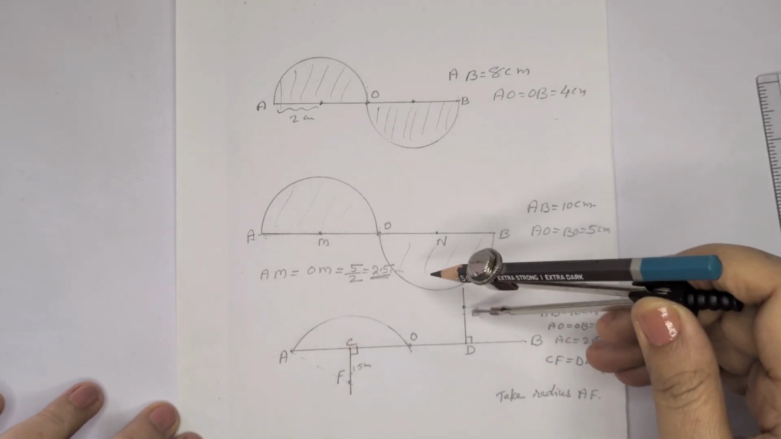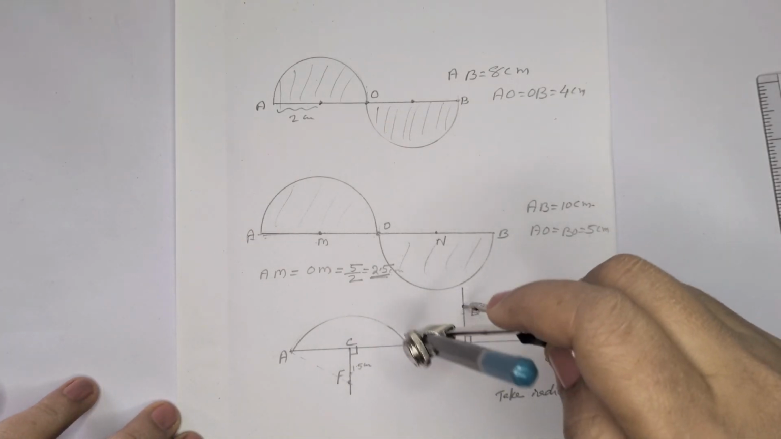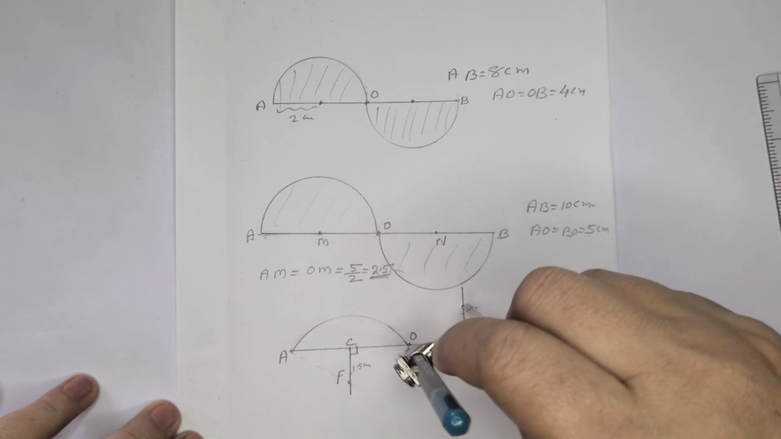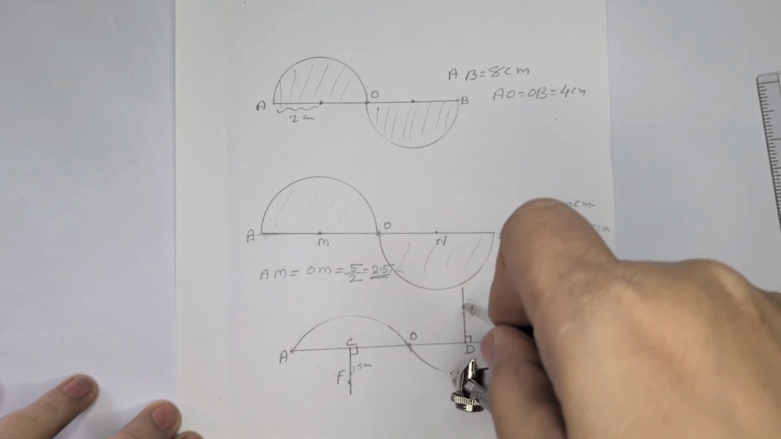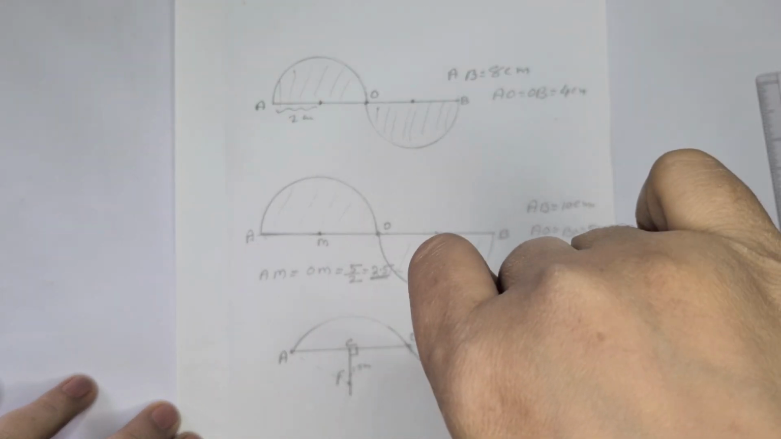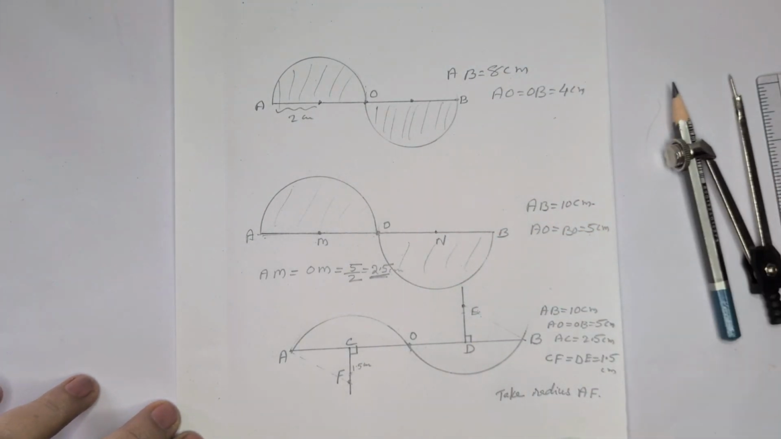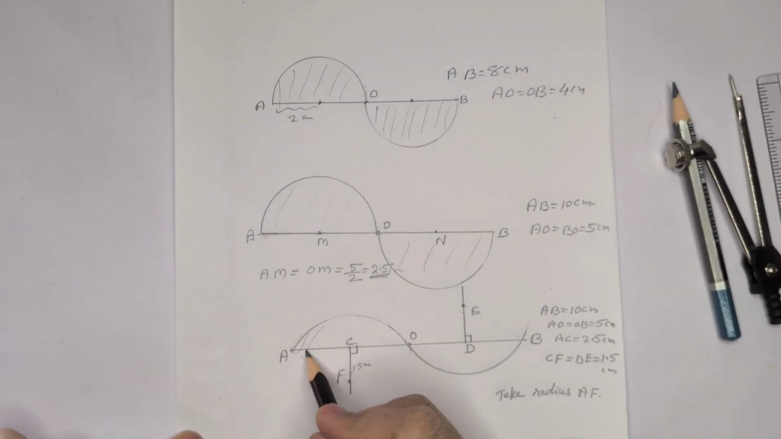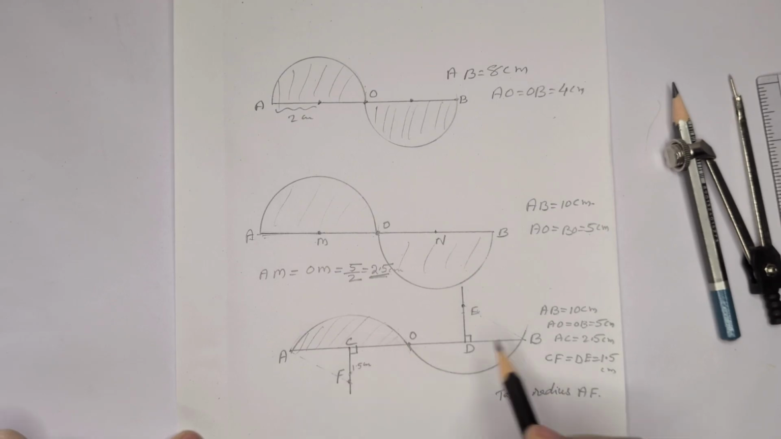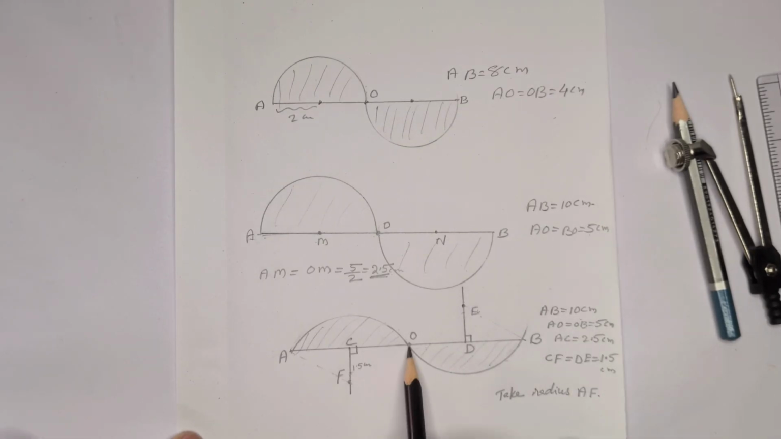Same way, E as the center, draw an arc with the same radius. Now we can see the waves that are smaller than the semicircle. So this is the wave. For that, first you have to draw a line segment of 10 centimeter. Mark the point O, AO, which is equal to 5 centimeter.